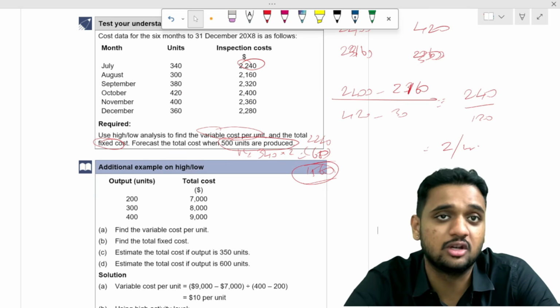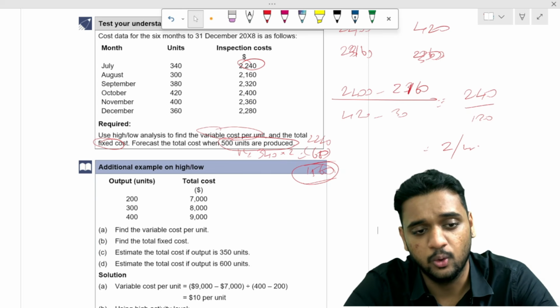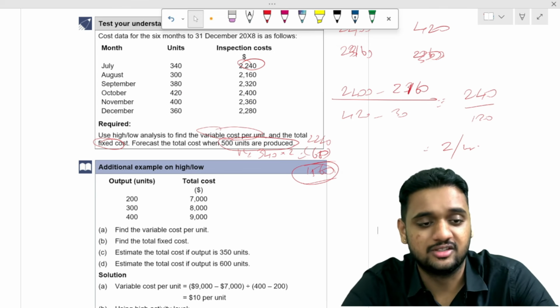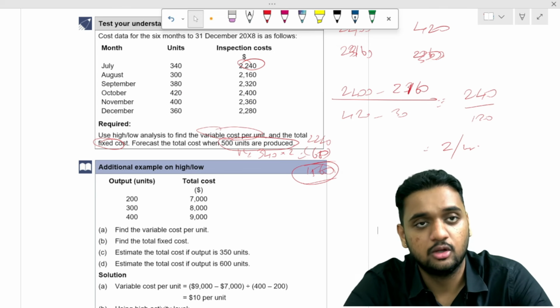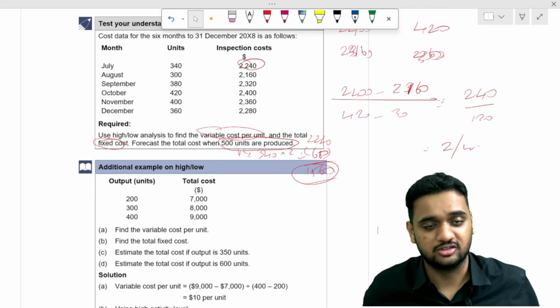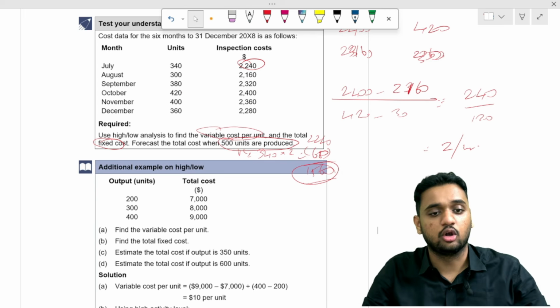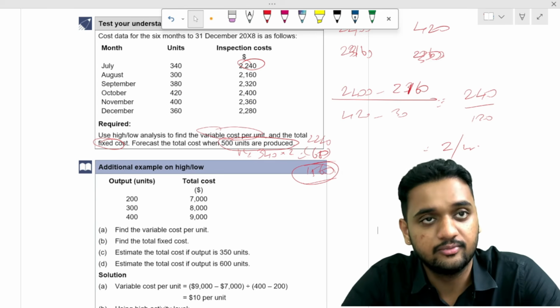Then they are asking for the total fixed cost. For total fixed cost, what will you do? First, take any of the units. 200 units, 200 into 10, 2000 is the variable cost. 7000 is total cost. So 7000 minus 2000, 5000 will be your fixed cost. Super.